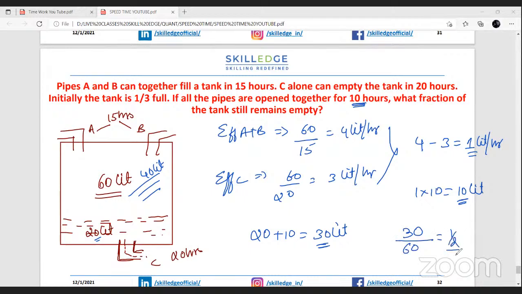So exactly the fraction has to be half. What fraction of the tank still remains empty? 30 remains empty out of 60. So half of the tank remains empty. Okay. This has to be the answer for the question, guys.